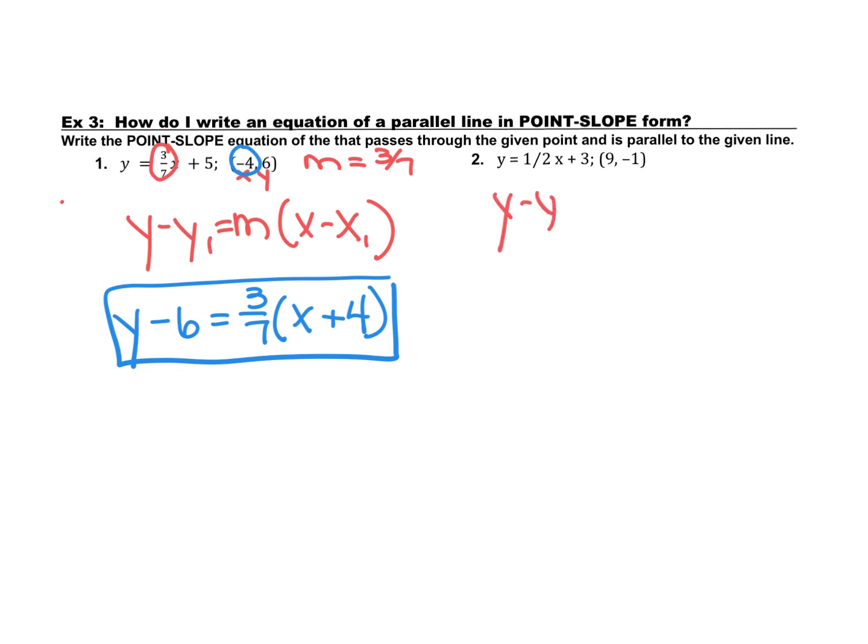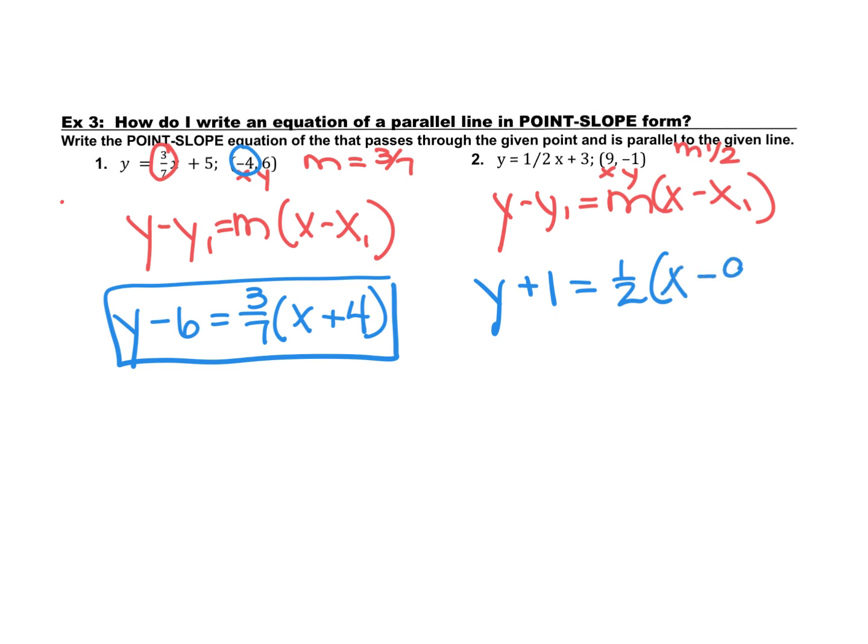And our next one, again, let's write our formula: y minus y1 is equal to the slope times x minus x1. We're going to plug in what we know. We have a slope of 1/2 and our point x and y. Our y is negative 1, so y minus negative 1, so we're going to have plus 1, is equal to our slope of 1/2 times x minus 9.